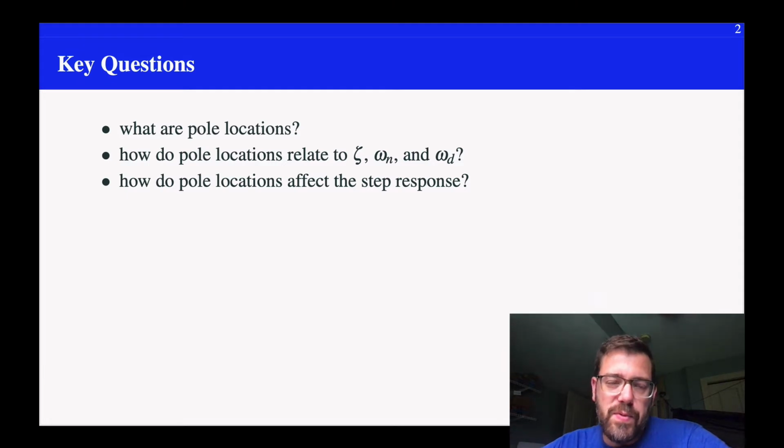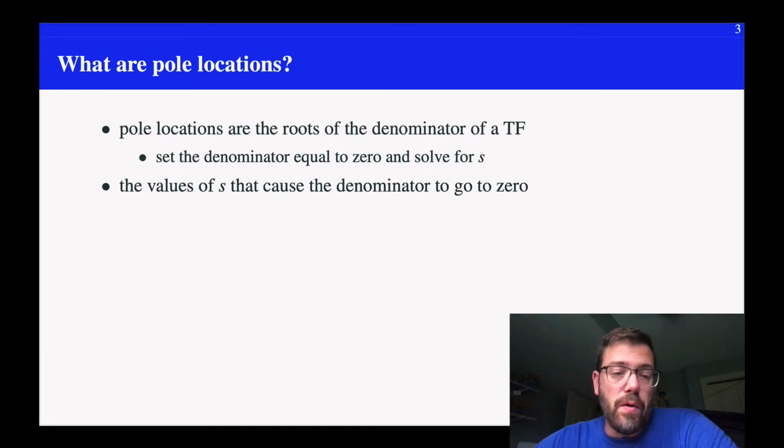So I think that leaves us with three key questions. What are pole locations? In case we haven't been clear on that, I want to be clear on that now. How do pole locations relate to zeta, omega n, and omega d? And then, probably not going to get to this in this video, but how do pole locations affect the step response?